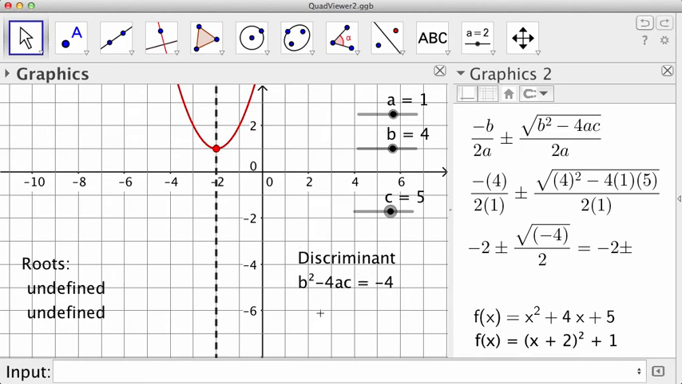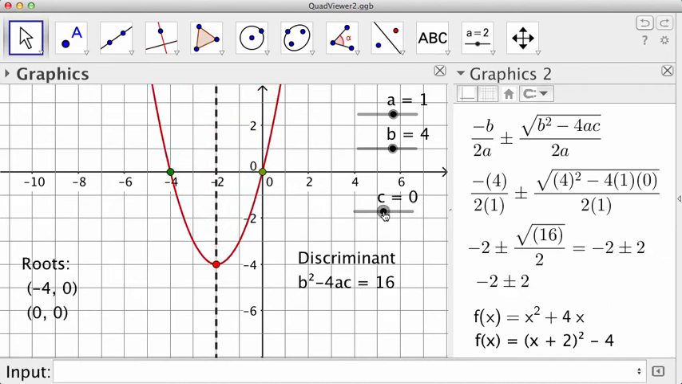So the discriminant gives us a very quick way of determining whether we have two solutions, one solution, or 0 solutions. When the discriminant is positive, that means that our parabola crosses the x-axis in two locations. And we get two distinct roots here. Again, one is -2 plus 2, and the other is -2 minus 2.